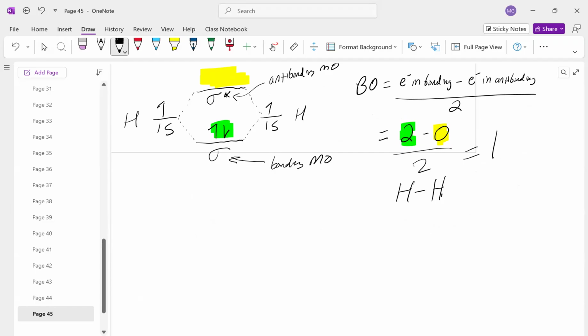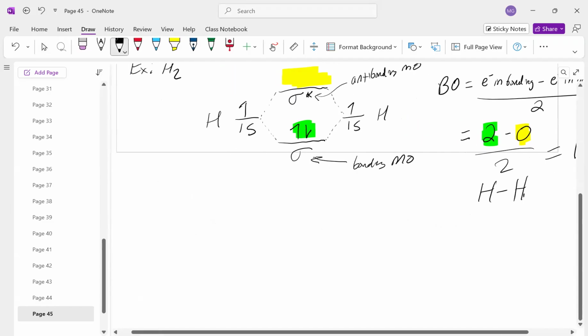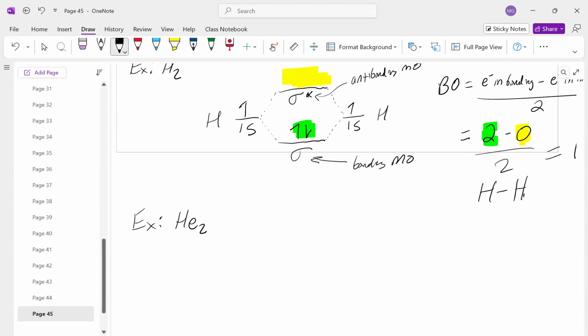Now, let's contrast this with another example. Let's look at diatomic helium. Now, if you remember from a previous lecture, you're like, wait a second, that wasn't one of those 7 you told us to memorize. Exactly. Let's see if molecular orbital theory can confirm if diatomic helium actually exists.